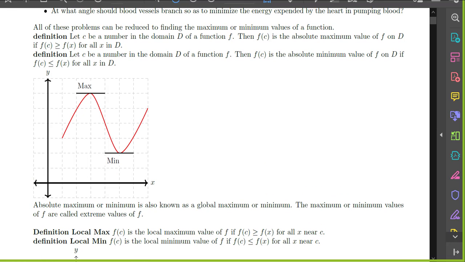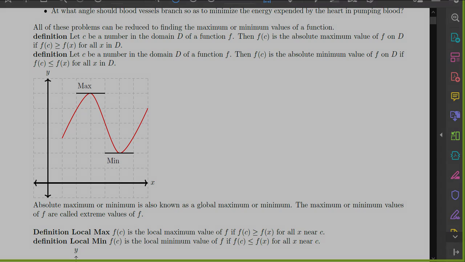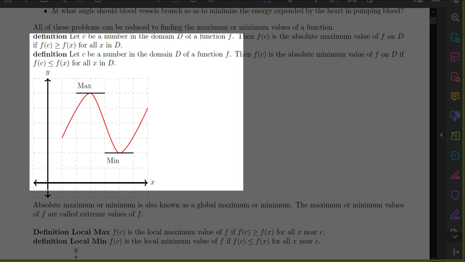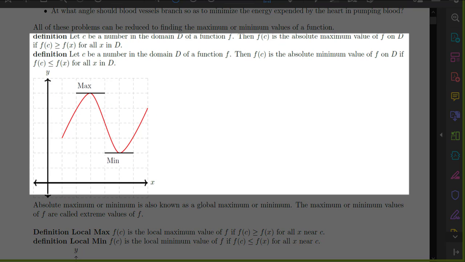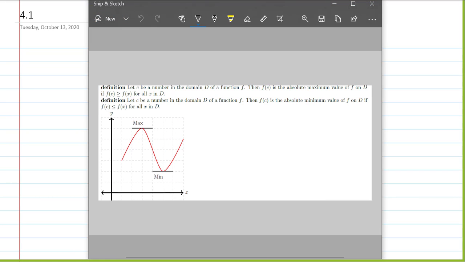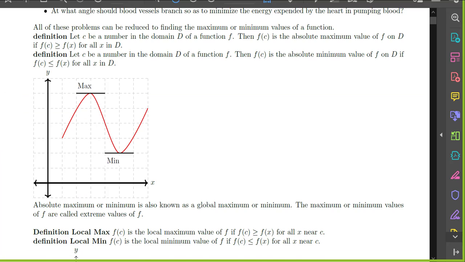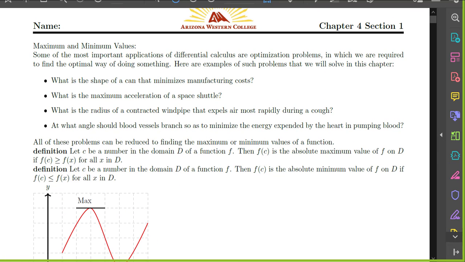Alright, so we're going to get started in Chapter 4, and Chapter 4 has a bunch of definitions, so we're going to start off defining quite a few different things. So let's take a look. The goal of Chapter 4, Section 1 is we want to talk about maximum and minimum values.